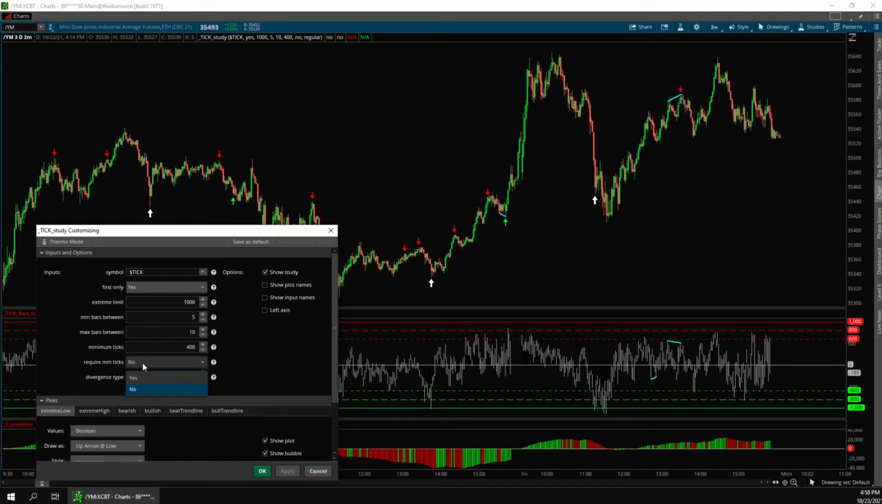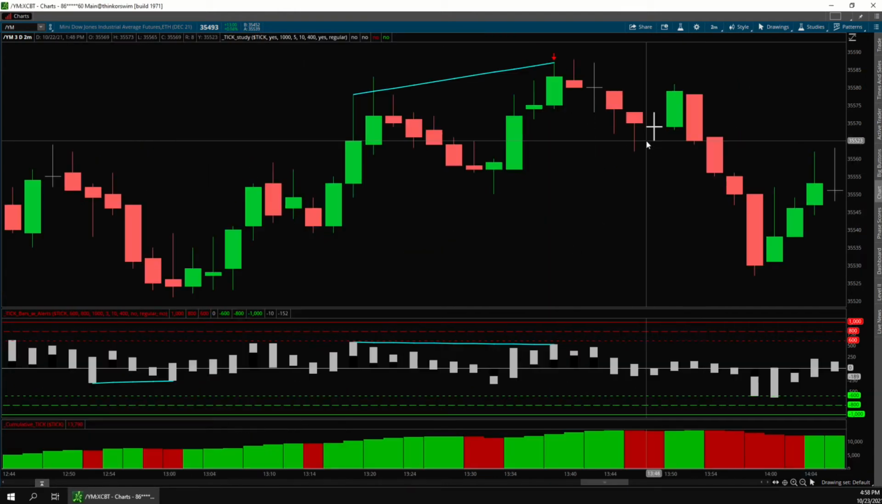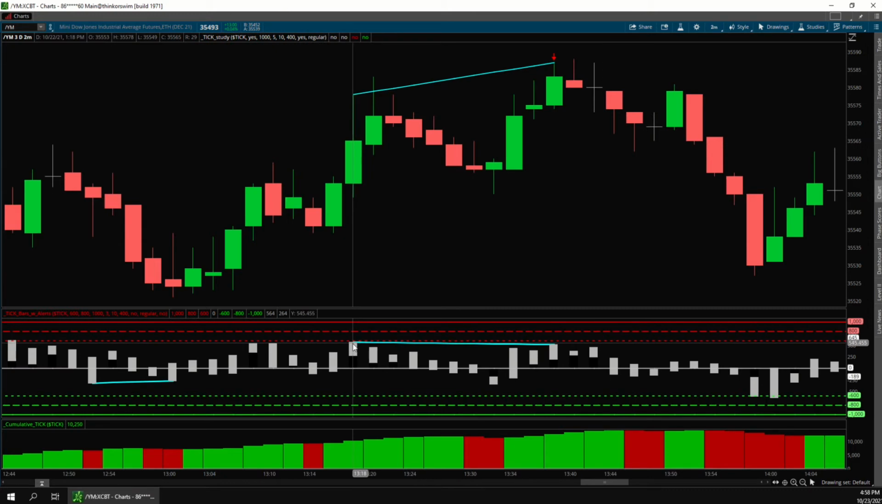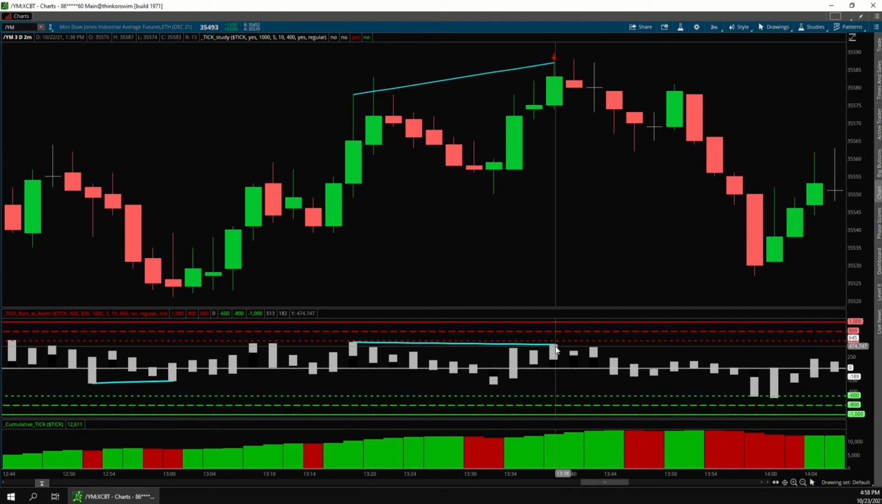Another way to filter out divergences is with the minimum ticks. So if this required minimum ticks input is yes, it means the ticks must reach the minimum ticks, which we have set to 400 here. So if I change this to yes, it filters out a bunch of divergences. So now the ticks have to reach at least 400 at each peak or valley for a divergence to be considered. So here in this divergence, each peak is above 500, so they have met this threshold.